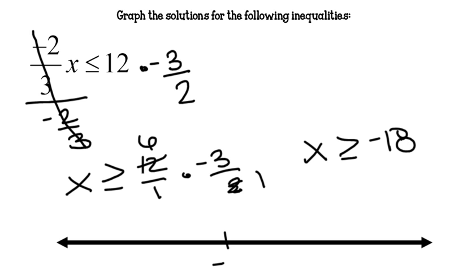I'm going to graph it. I have -18 on this side, -19 on this one, and -17. And I do a closed circle at -18. Shade it to the right.